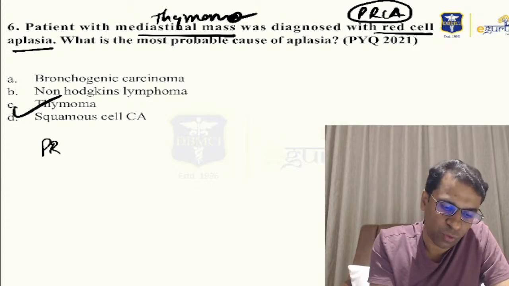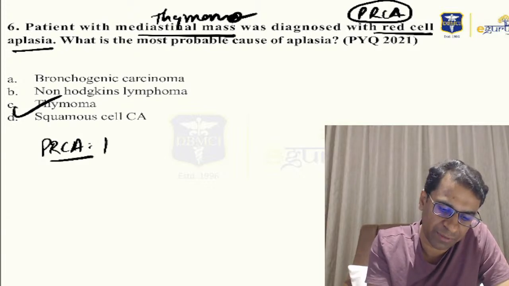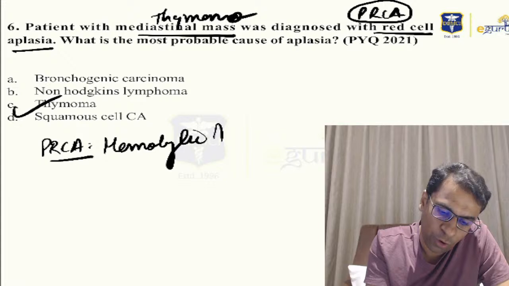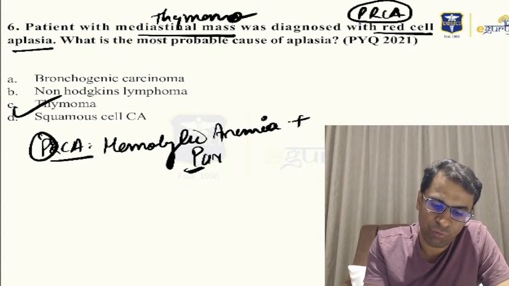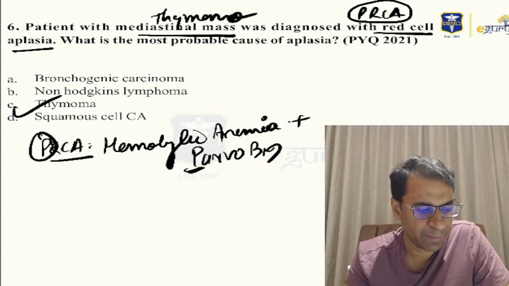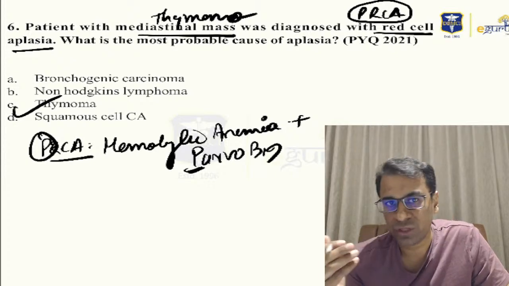About PRCA, you must also know that PRCA can be seen in any case of hemolytic anemia. And along with that, if a patient has which infection? Can you tell me which infection? Remember PRCA, so P, parvovirus B19. Okay, what other thing should you remember?